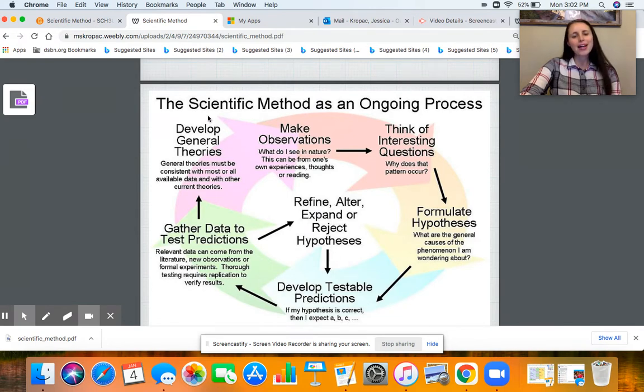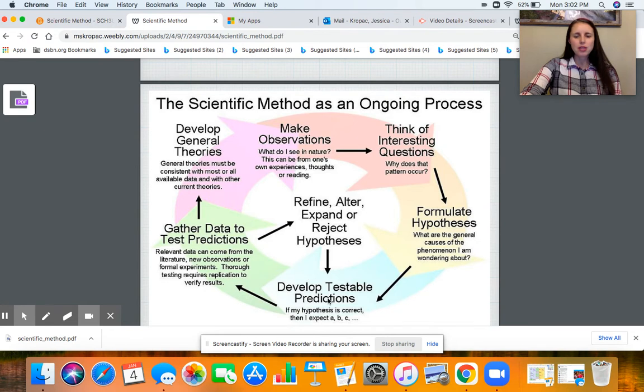Once you have that, then you can go ahead and develop a general theory. So all of those theories that we are going to be studying in chemistry, any theory that I show you, starting with next week's lesson, atomic theory, they're all based off of this little loop here. So someone made a hypothesis, figured out an experiment, tested it, it went horribly wrong, so they had to go back to the drawing board over and over and over again.